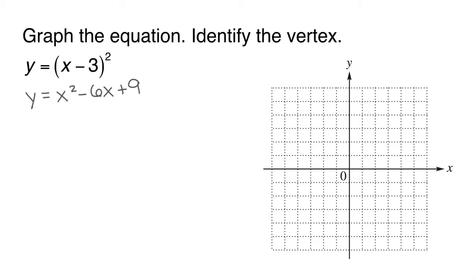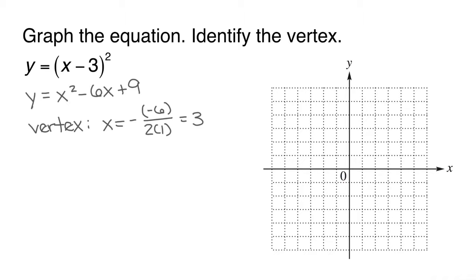Now we can easily see the coefficient of x squared and the coefficient of x. The x-coordinate of our vertex is equal to negative b over 2a, where b is the coefficient of our linear term and a is the coefficient of our squared term. So x is equal to negative of negative 6 over 2 times 1, which is equal to positive 3.